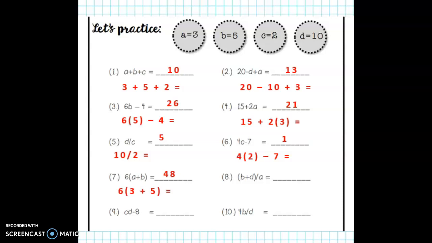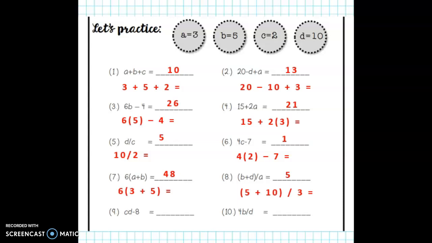Number 8, b plus d, in parentheses, divided by a. The b is 5, the d is 10, and a is 3. So that gives us 5 plus 10 divided by 3. Parentheses comes first. 5 plus 10 is 15. Then do our division. 15 divided by 3 is 5.